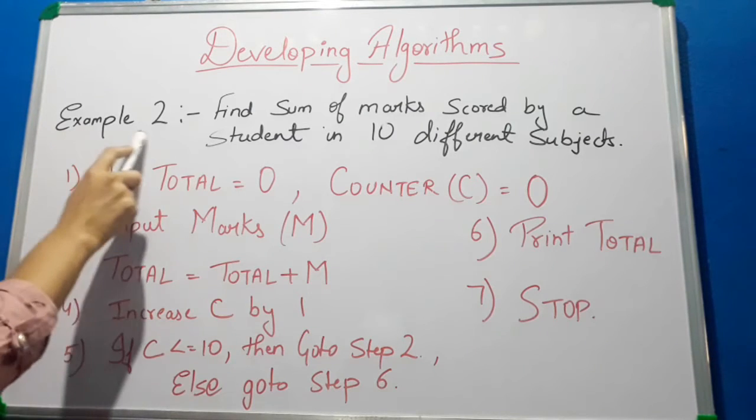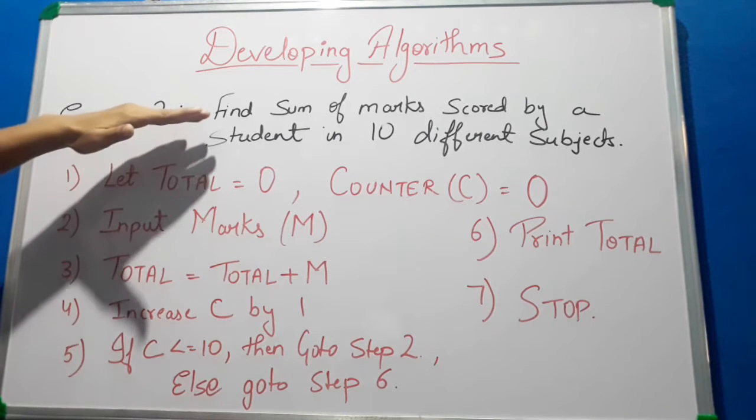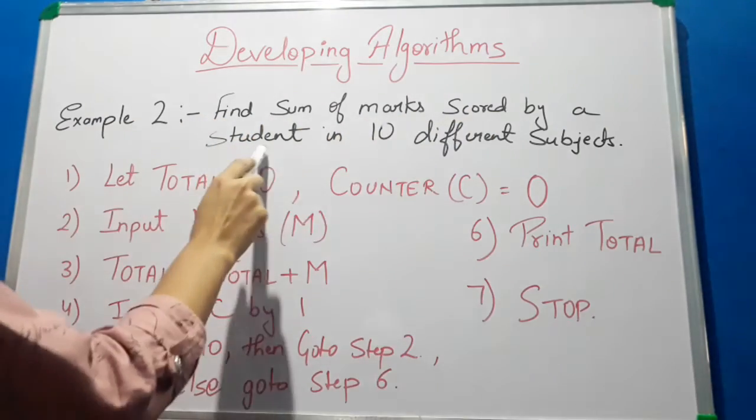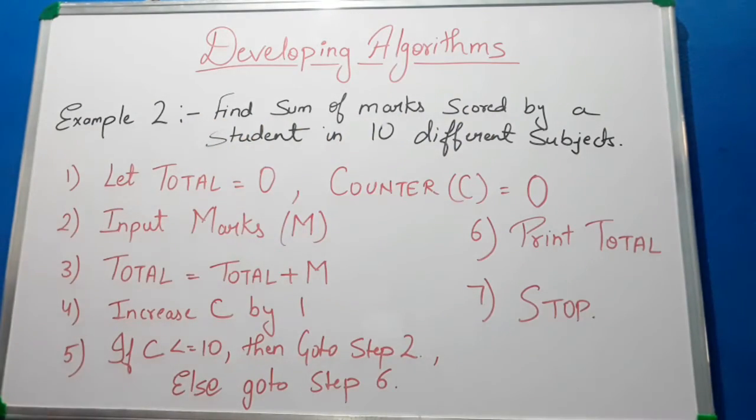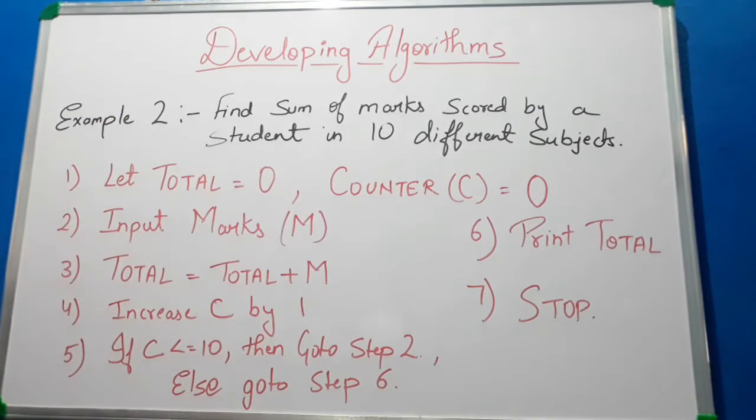Okay children, now let's see example number 2. It is somewhat more complex than the first one. In this, what we have to do is find the sum of marks scored by a student in 10 different subjects. You have to find one student's marks of 10 different subjects. So how will we write the algorithm?